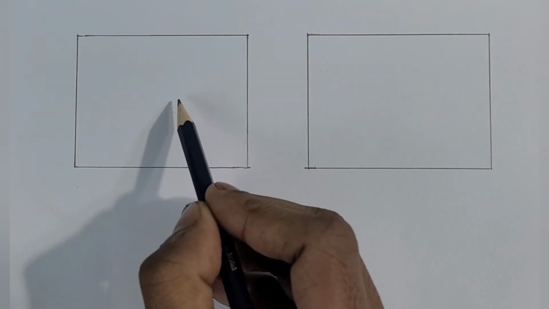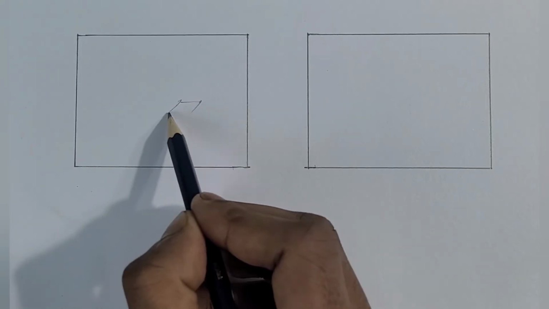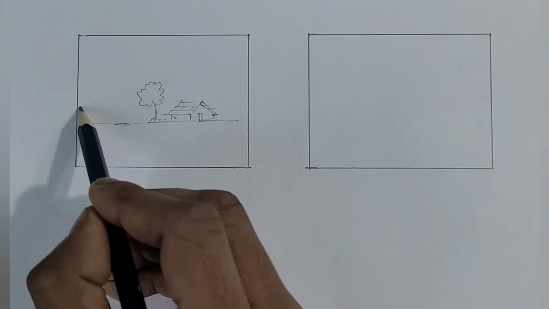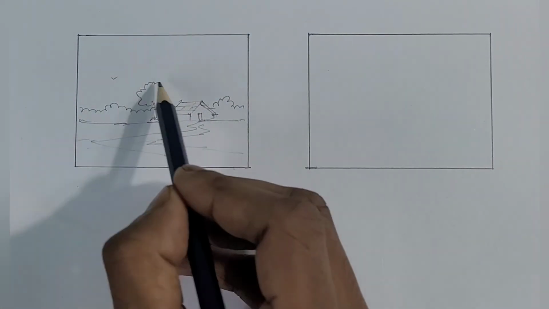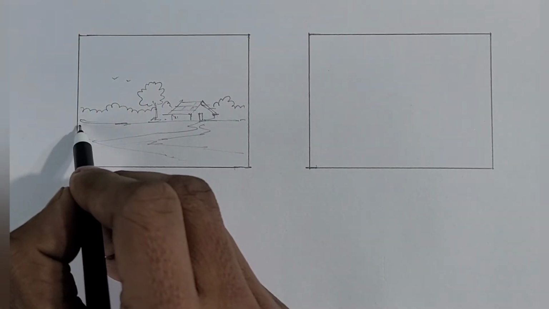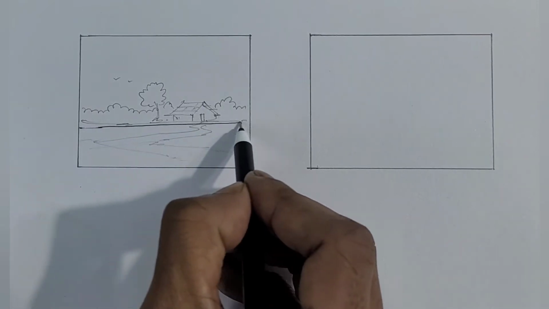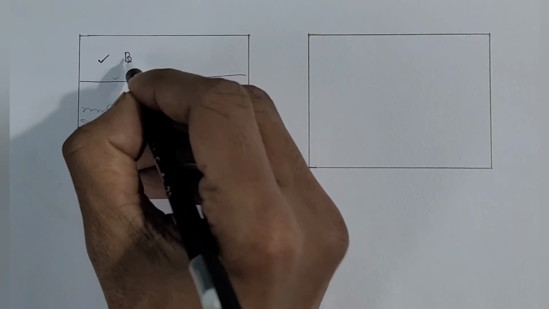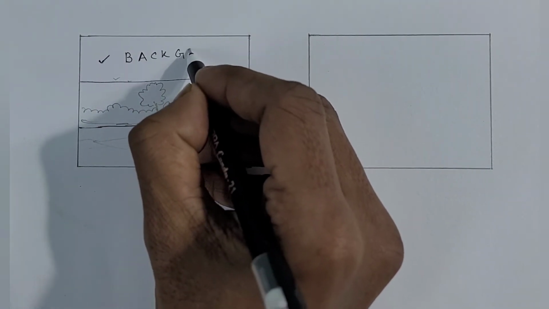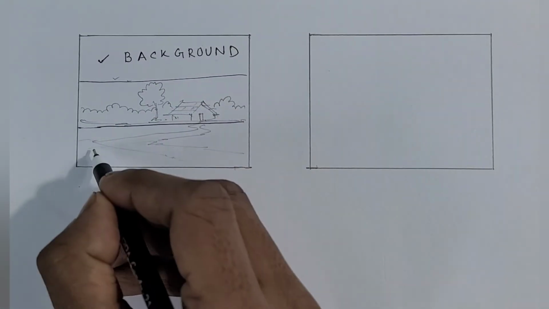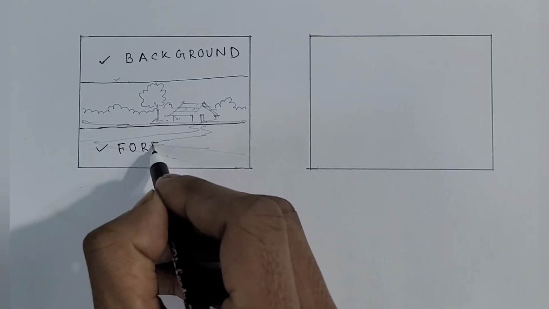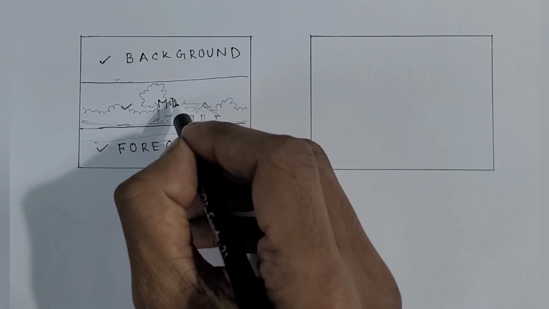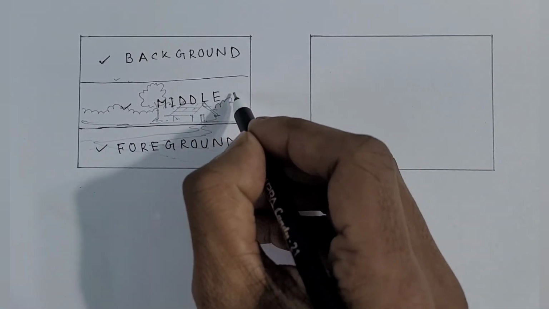Now you have to understand how to color any landscape using any color. So firstly, to do that, you have to understand what is foreground, what is middle ground, and what is background. So I have made a picture and now I am dividing it into the three parts. This is called the background, and this is called the foreground, and this is called the middle ground.